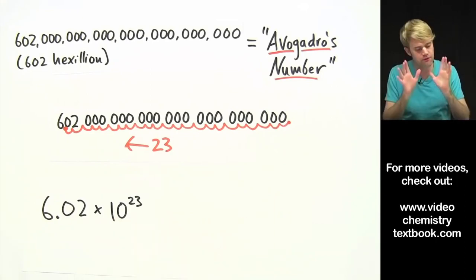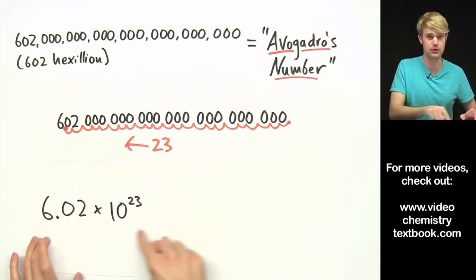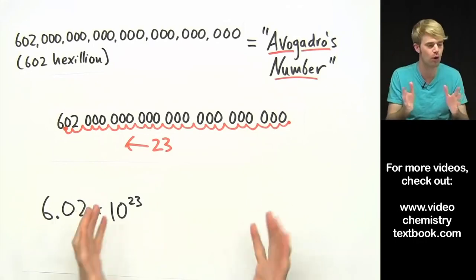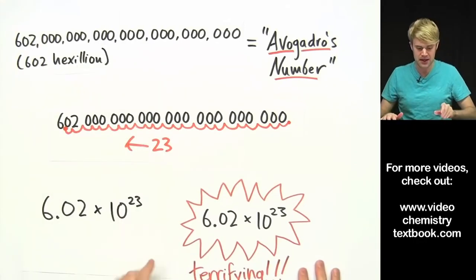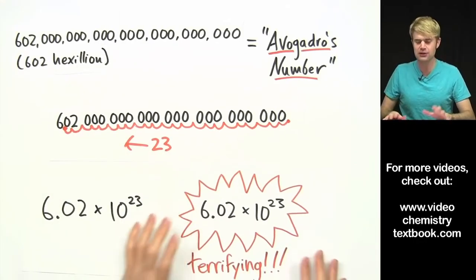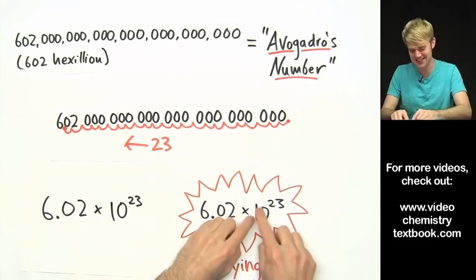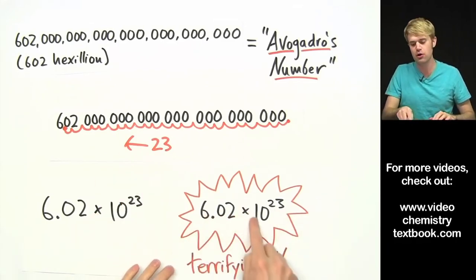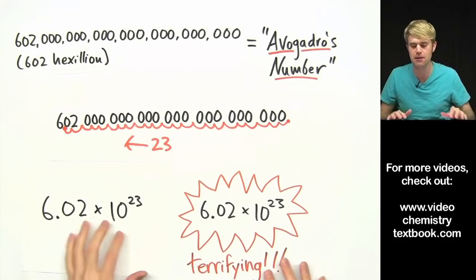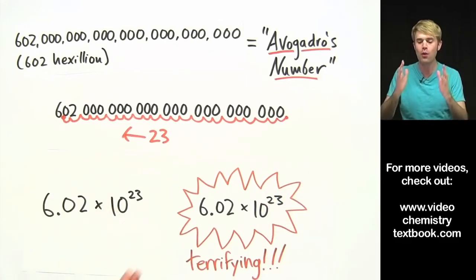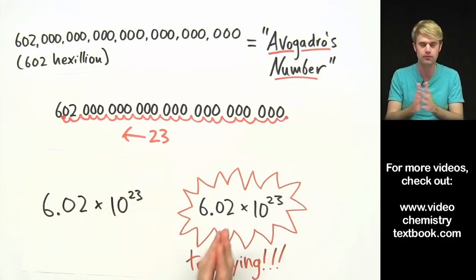Now, this is a convenient way to write this gigantic number in scientific notation, but it's also a terrible way to write it. Because this number, 6.02 times 10 to the 23rd, looks terrifying, right? It's got this 10 with the exponent, 6.02 times this thing. People see this number and they're like, oh my god, what do I even do with this?